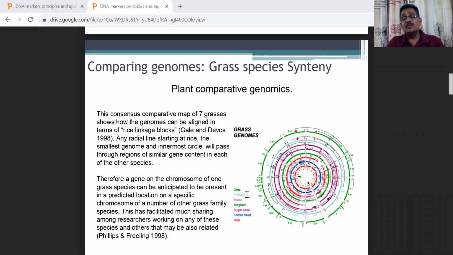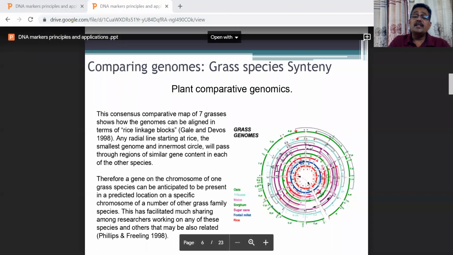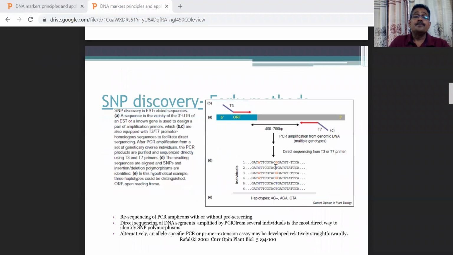So all other genomes are sequenced. Now also you can align the sequences. You can know how many sequences are homologous and which regions you can work on. This way, the common conserved regions help us to design the markers.